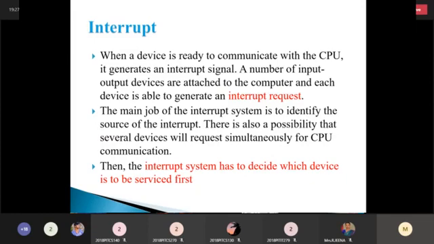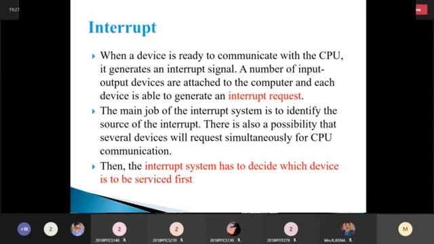So what is meant by interrupt? When a device is ready to communicate with the CPU, it will generate an interrupt signal. I am ready, like that it will generate the signal. So there are a number of input output devices attached to the computer, and each device is able to generate an interrupt request. So the main job of the interrupt system is to identify the source of the interrupt.